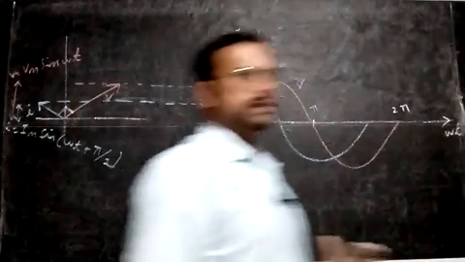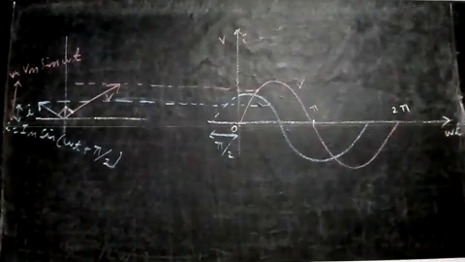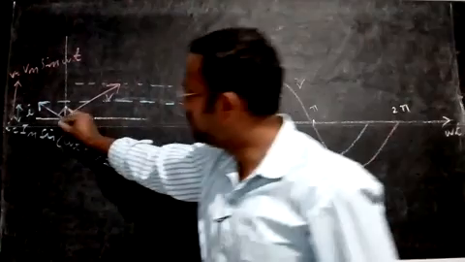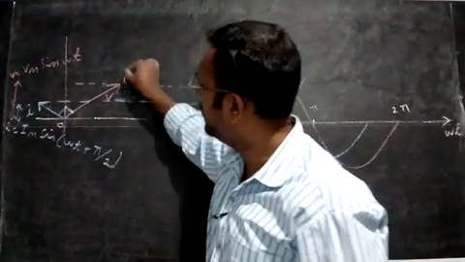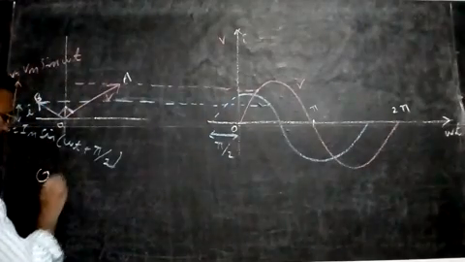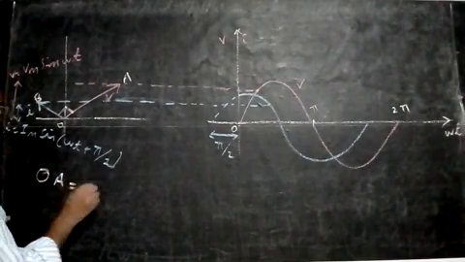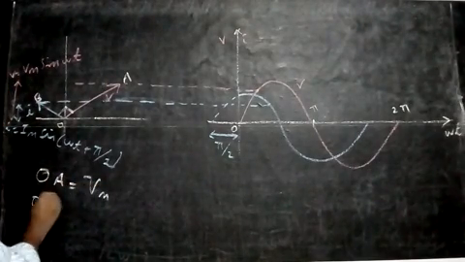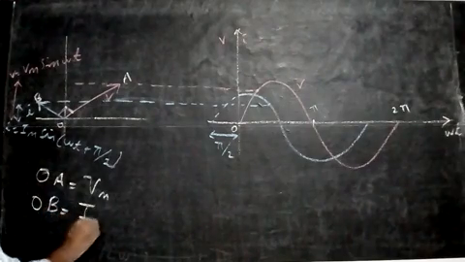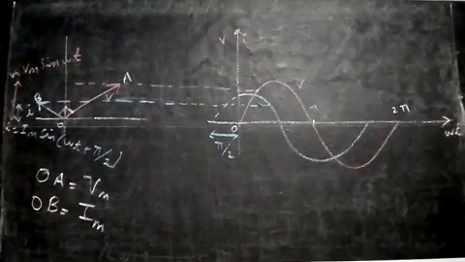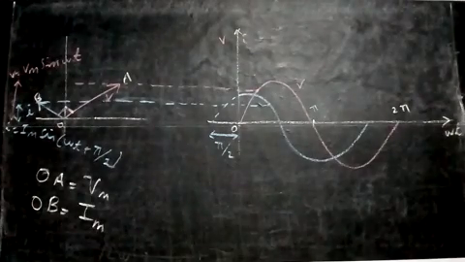Now let us see some more terms in this. Like the last time, we write here this is O and this is A and this is B. Similarly, we can say that OA is equal to the maximum voltage Vm, and OB is equal to the maximum current Im. So this is about the phasor diagram. Next we'll see what is the capacitive reactance.